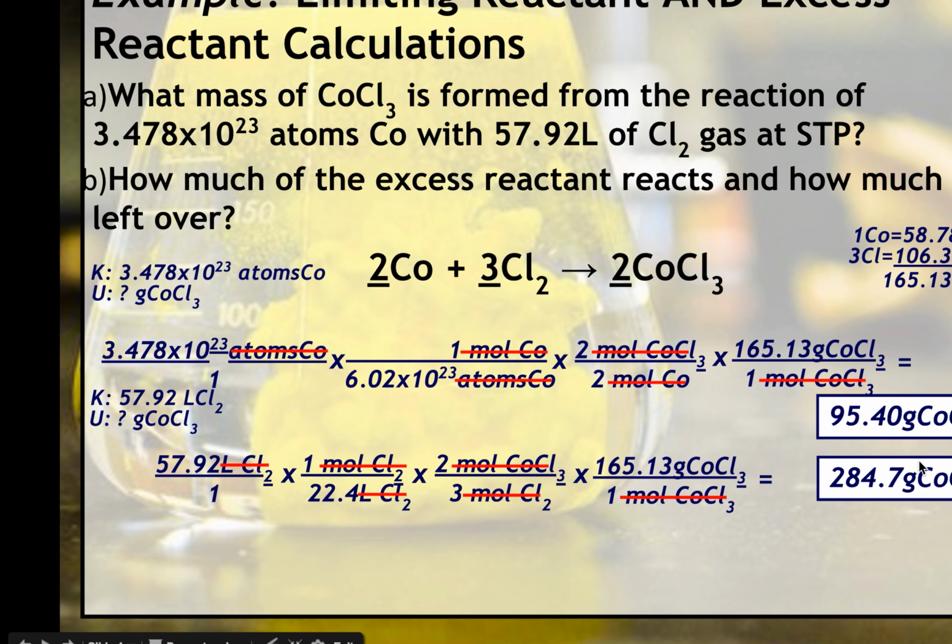Well, this amount is quite a bit more than this, so this is not my limiting reactant. This would be my limiting reactant. So the cobalt is going to be what's going to stop more of this product from being produced. It's going to run out. And this would be my excess reactant.